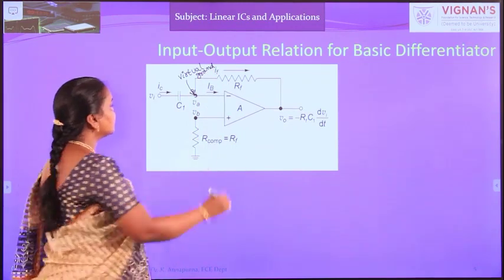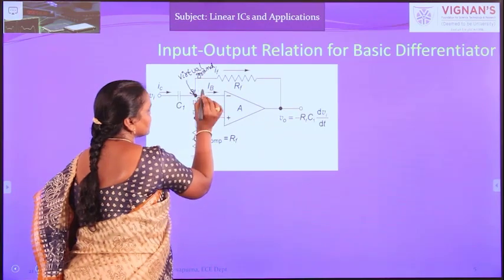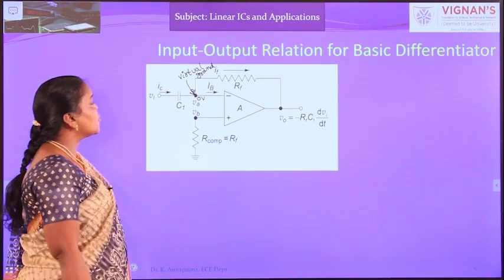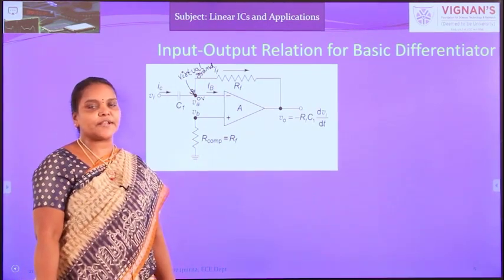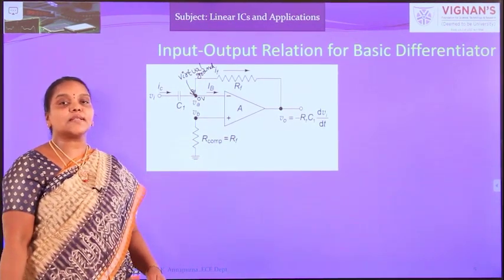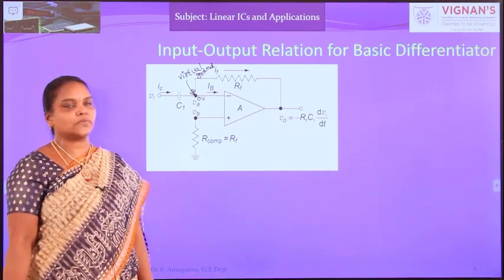So virtual ground means this will be at a potential of 0 volts. Right? Now you are applying KCL at that node. KCL means Kirchhoff's current law, which states that the algebraic sum of currents meeting at that node is 0.